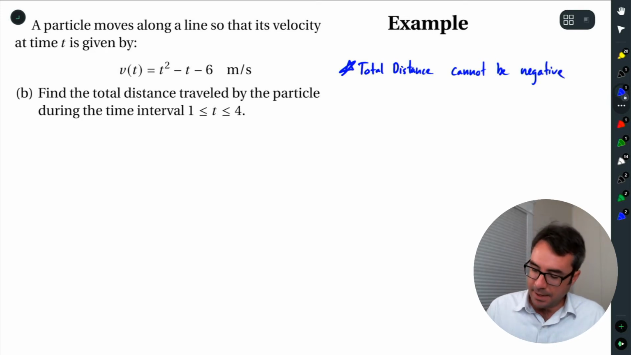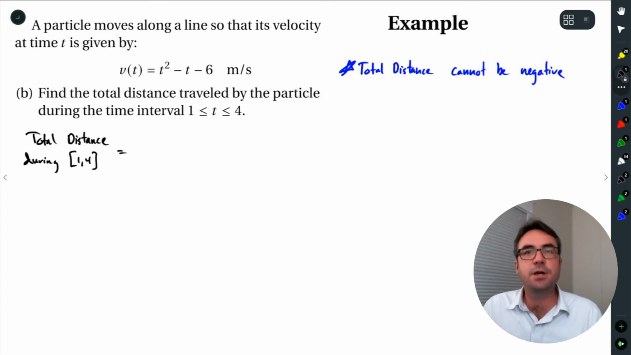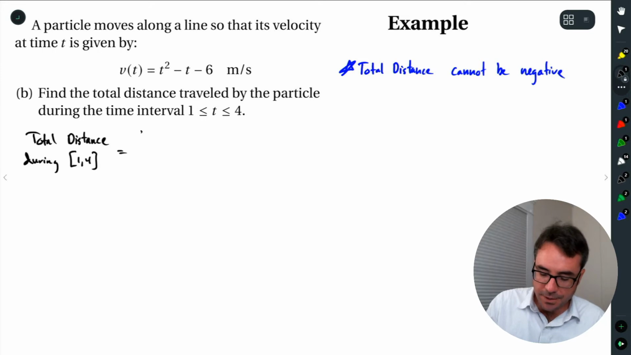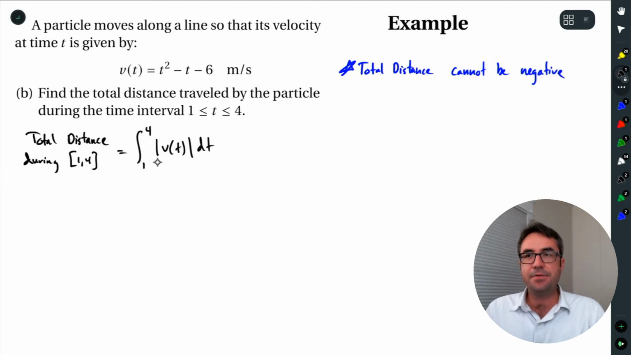So how do we calculate total distance if we have the velocity function? It turns out it's also an integration, but it's going to be more involved. The integration we're going to do is from 1 to 4 of the absolute value of our velocity. And this absolute value really complicates things. We can't just ignore it, because absolute value doesn't really have a nice antiderivative.